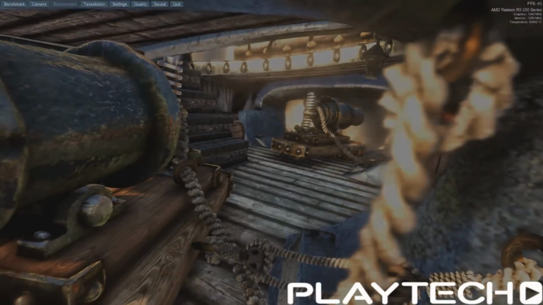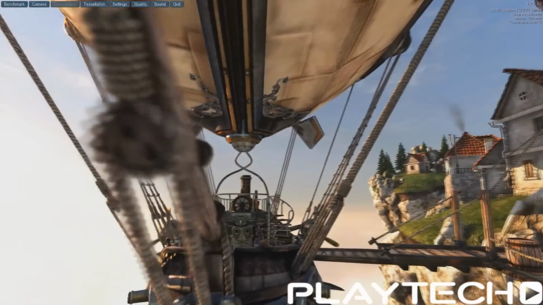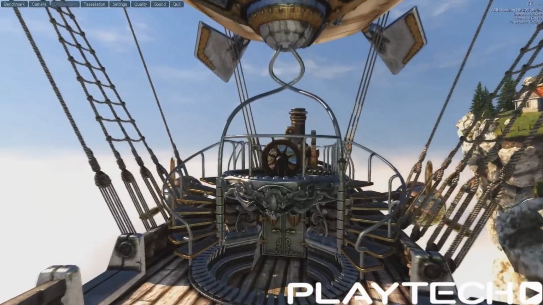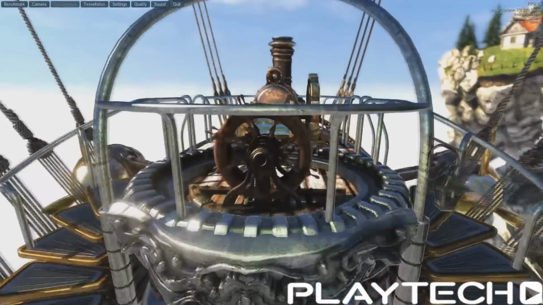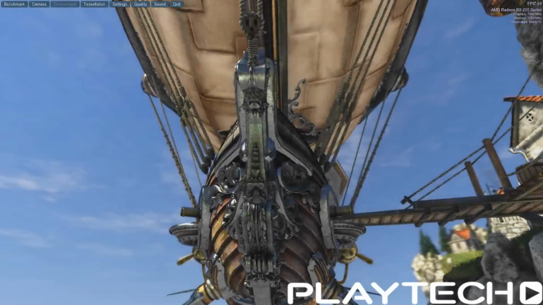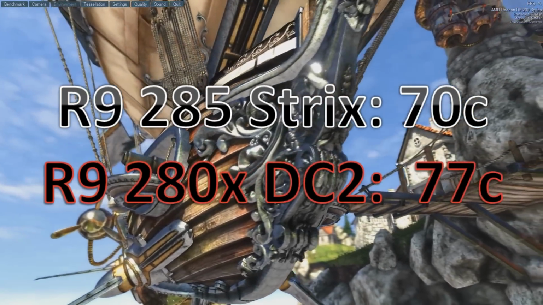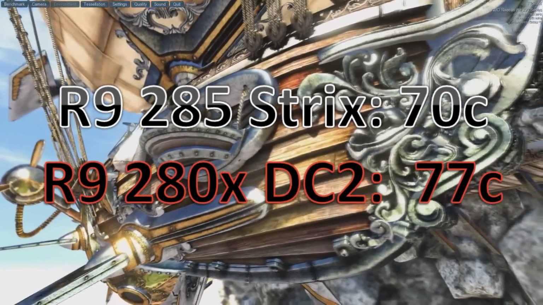Now we'll go into temperatures. I took the temperatures during the Heaven benchmark. The Strix went up to 70 degrees Celsius, which is very good. So it does cool very efficiently. Was quite pleased with that. The efficiency of the GPU, I think it's very low heat output, and also this has quite a good cooler. The DirectCu2 I tested went up to 77 degrees Celsius, which is because the Asus DirectCu2 280X coolers are not very good, and so that's kind of to be expected. So temperature-wise, good win there for the 285.